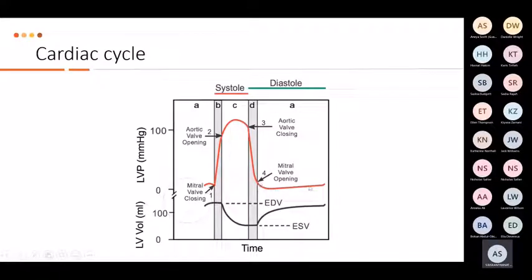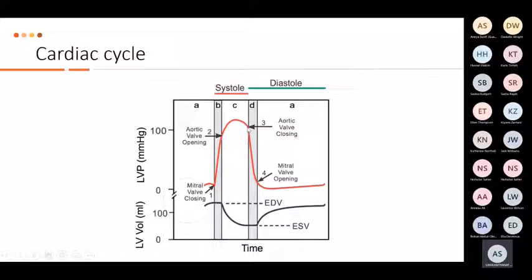As it's filling, your heart's also relaxing, it's filling, filling, filling, and the mitral valve closes. At this point, your ventricles are starting to contract, and it increases the pressure in the heart. As that increases, at this point your aortic valve opens, and whilst that's open, it's pumping out the blood, but at the same time the ventricles are contracting as well, which is why the pressure in the heart increases a bit more. And then as it's losing the volume, the pressure starts to decrease.